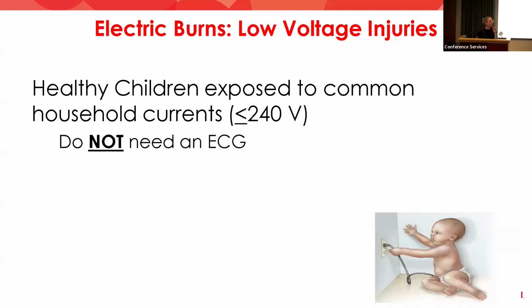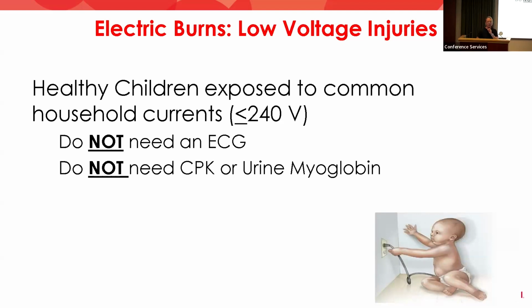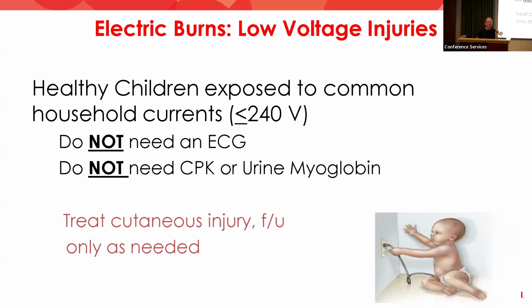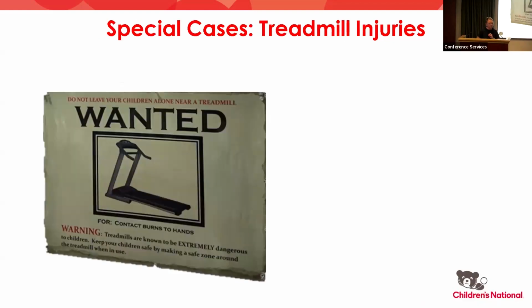So if this occurs, these children do not need an EKG. They don't need urine myoglobin checks or CPK. We just treat that cutaneous injury. Usually it's a little bit of bacitracin, and then they would follow with a pediatrician or with our clinic only as needed. In that app, once you download it, you can find not only our electric injury algorithm for low voltage injuries, but certainly for high voltage injury as well, and that's a different playing field.